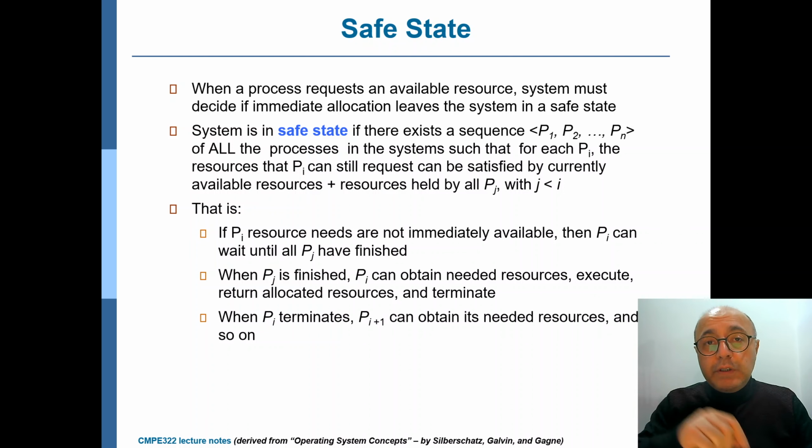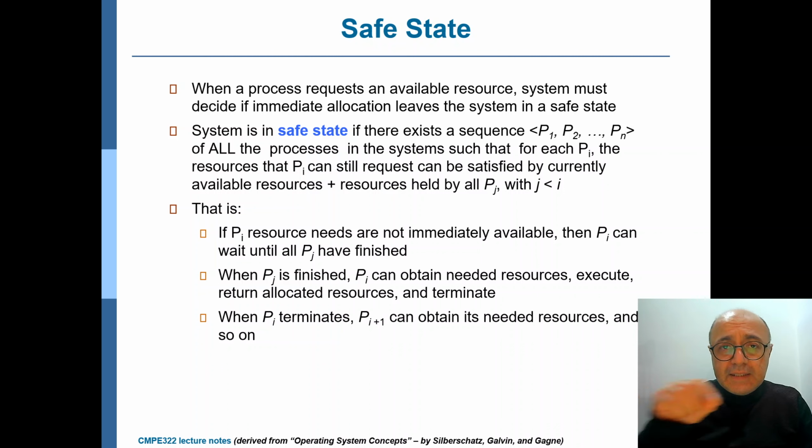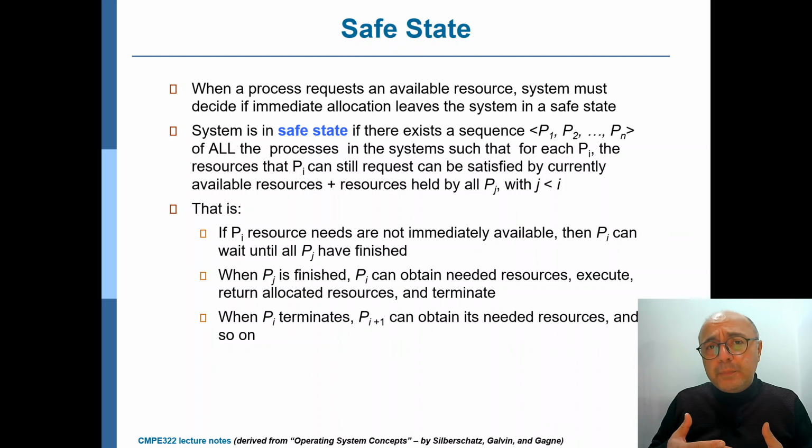Now, if you can complete all of the processes in this way, that sequence of processes P1, P2, P3, P4, whatever, that sequence of completion provides us a path out of this state such that all processes can be safely completed. If this is possible, that state is called a safe state.